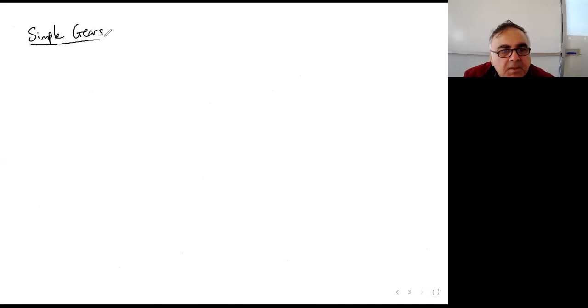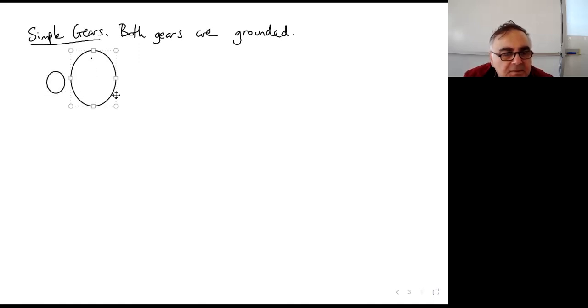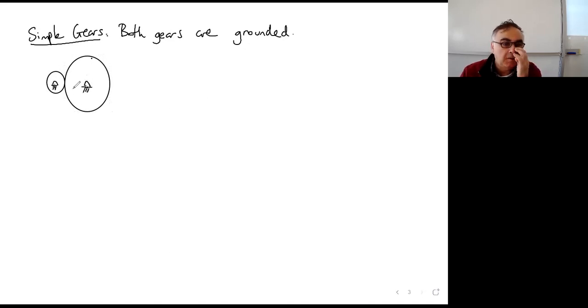One more thing is that if you have simple gears, in the case of simple gears, both gears are grounded, which means, for example, let's say this is one gear, this is another gear, they are connected to each other. And then you ground this one, you ground that one. This is a simple gear pair, okay? Because both two and three are connected to the ground, as you see. Well, you might think, what else can it be? But there is another possibility.